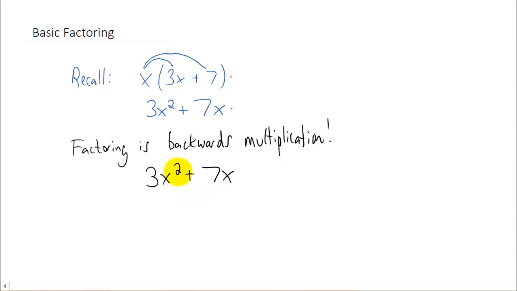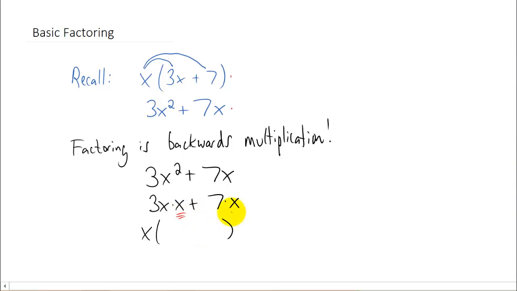Well, what you have to do is notice that there's a factor of x in each of these two terms. Now, you don't have to write this step every single time, but it helps to recognize that 3x squared can be written as 3x times x, and 7x can be written as 7 times x as well. Now that you know there's a factor of x in each one of these terms, you can do what we call pulling that factor out of each term.